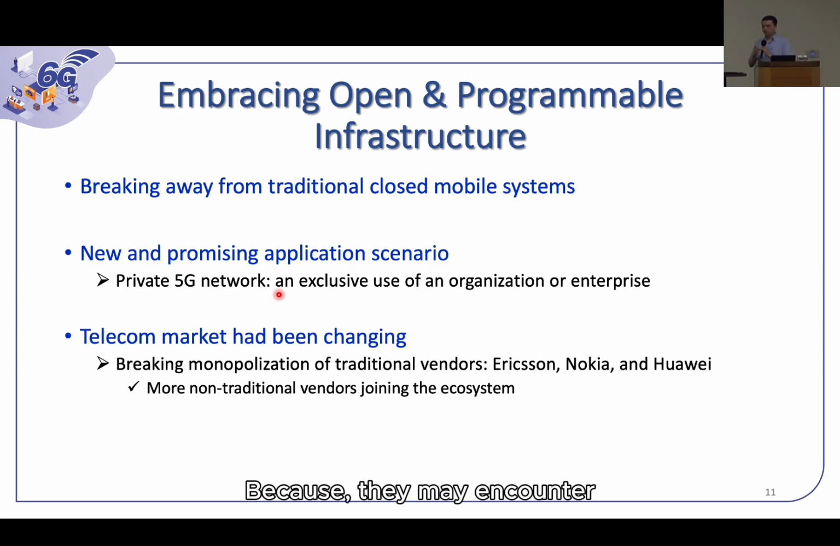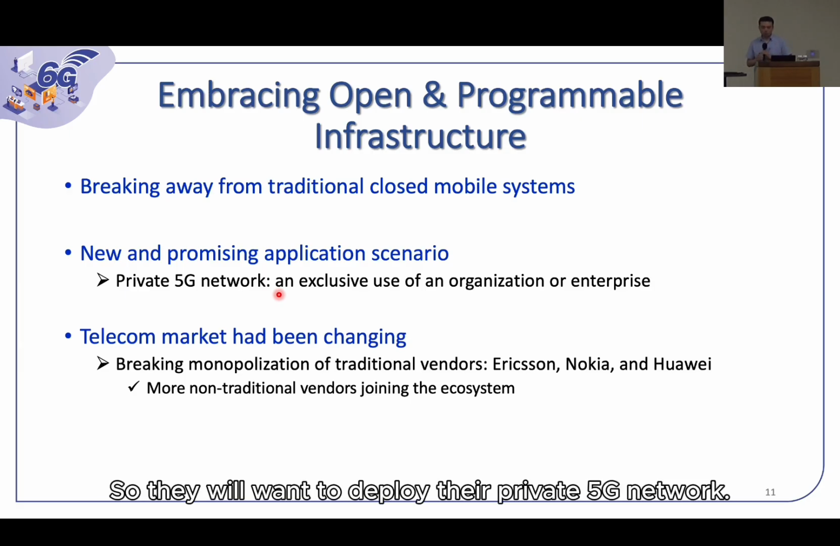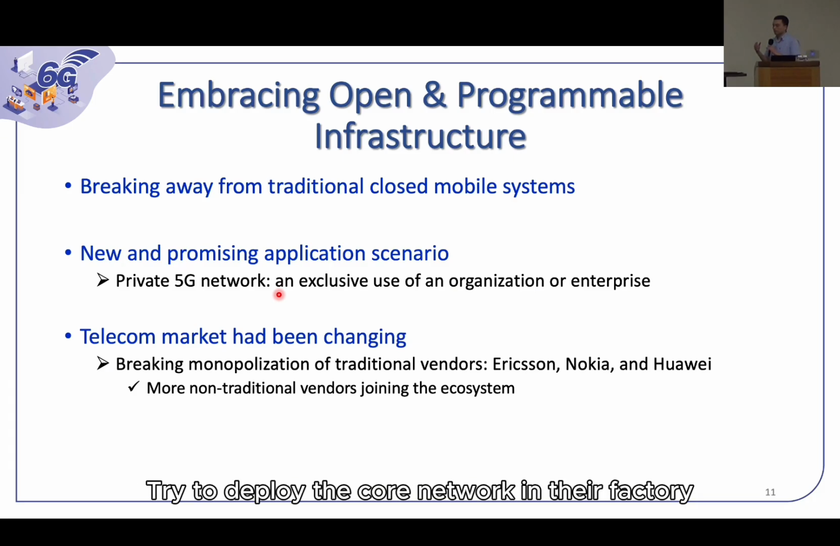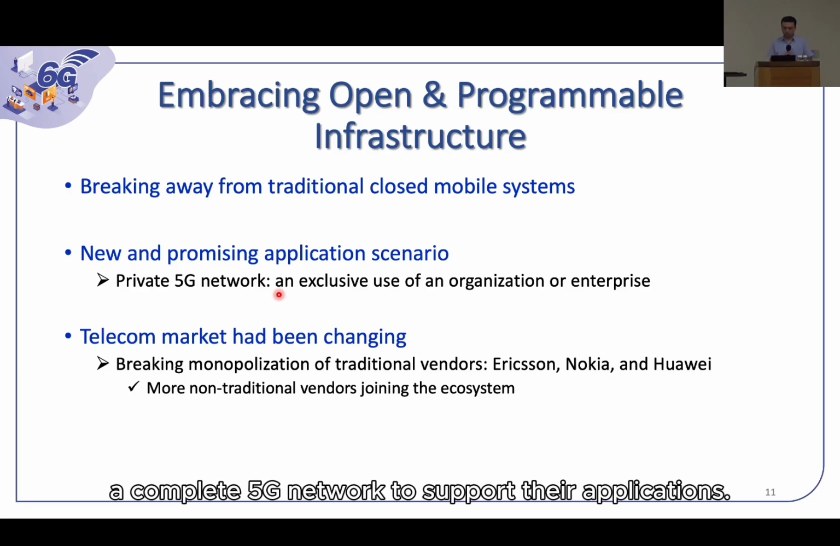Because they may encounter very long propagation delay. When the traffic goes to the internet, the delay would be much longer and unexpected. So they will want to deploy their private 5G network. They try to deploy the core network in their factory, and moreover some edge services next to the core network and next to the end devices. So this would be the major point of the private 5G network. One company can own a complete 5G network to support their applications.